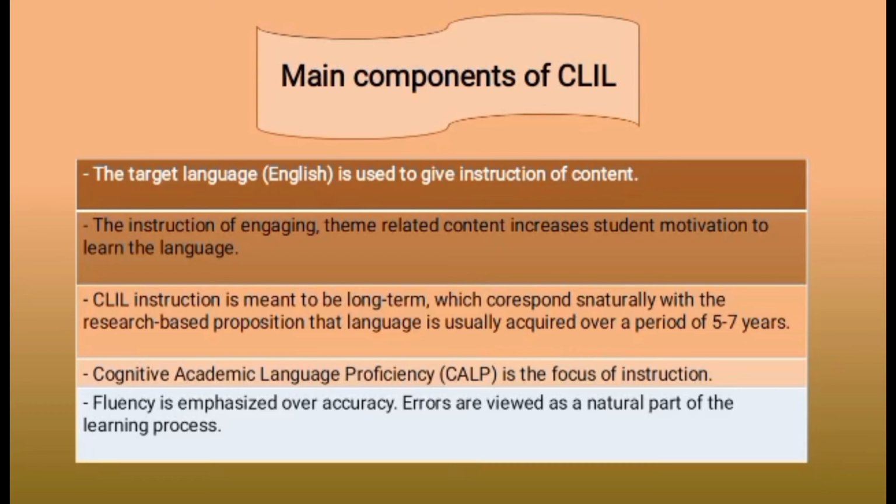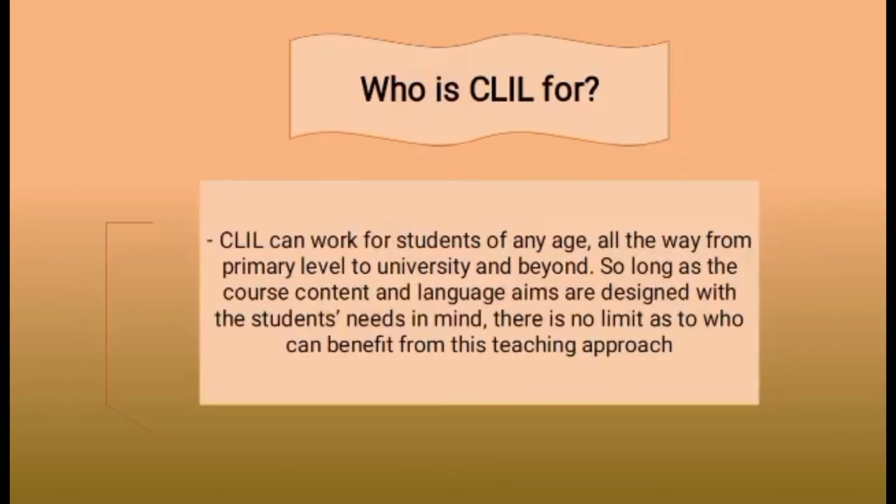And now let's proceed to the next slide. Who is CLIL for? CLIL can work for students of any age, all the way from primary level to university and beyond. So long as the course content and language aims are designed with the students' needs in mind, there is no limit as to who can benefit from this teaching approach.